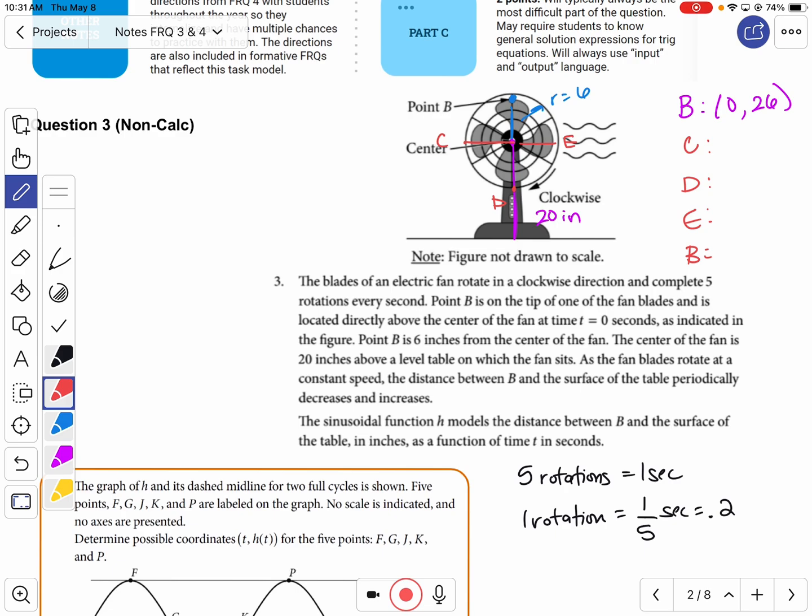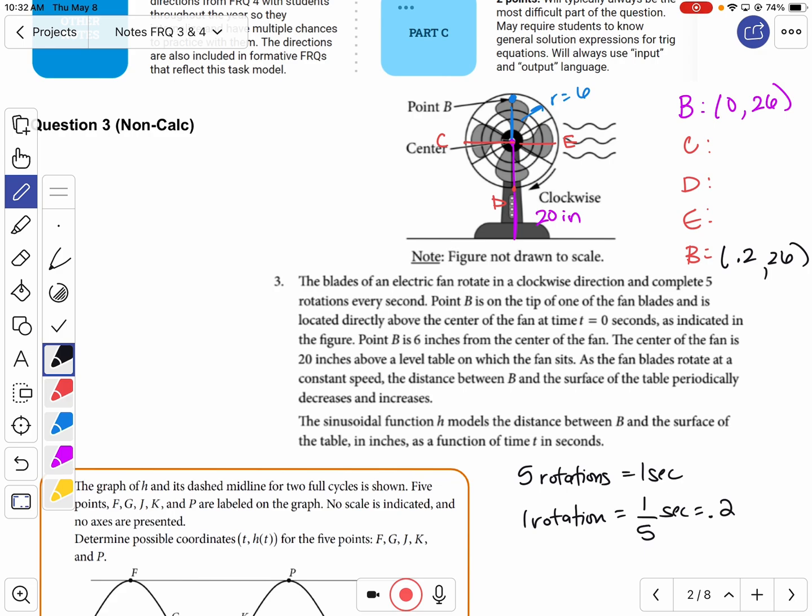Okay? So I want to talk about the time. Every rotation, how's the time going to change? By a 5th. It's going to change positively, right? And so if I go from 0, it takes 1/5 of a second to make 1 full rotation. So I should be at 0.2 when I get right there. Okay, so to do a full rotation, I got to go from 0 to 0.2, and I should land back up there at the top at 26.